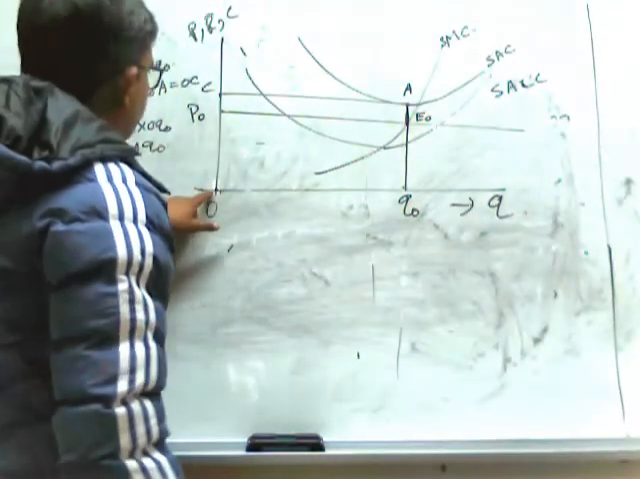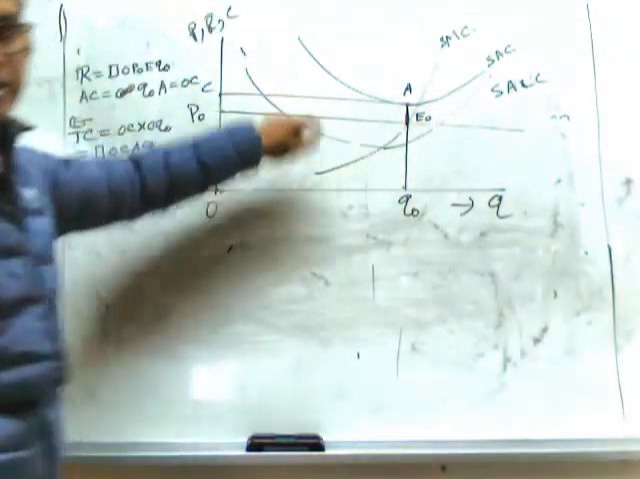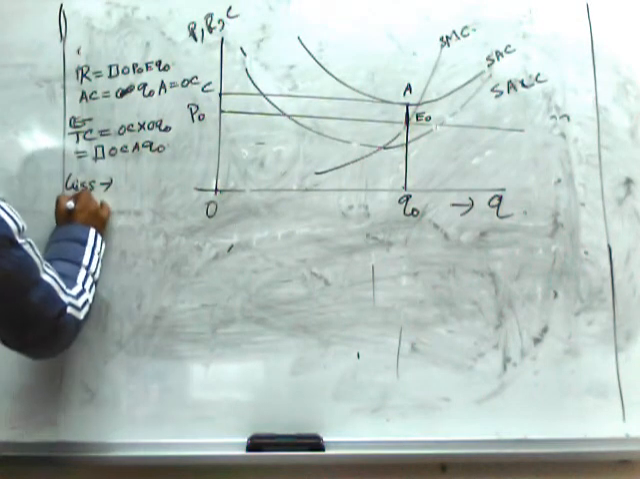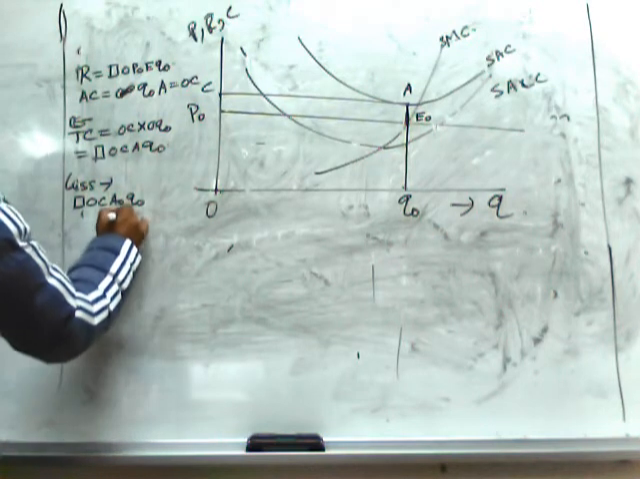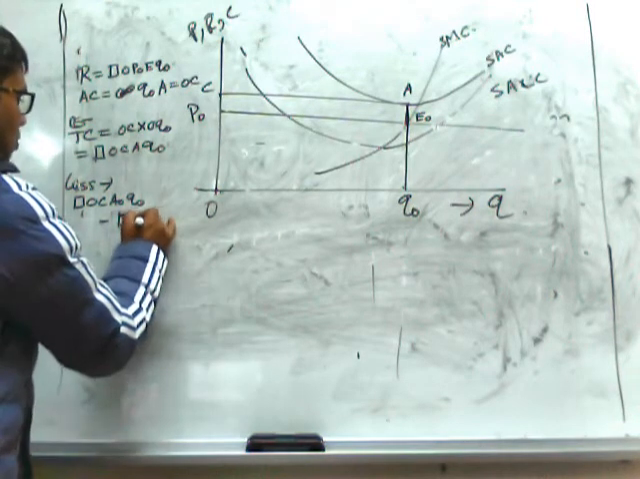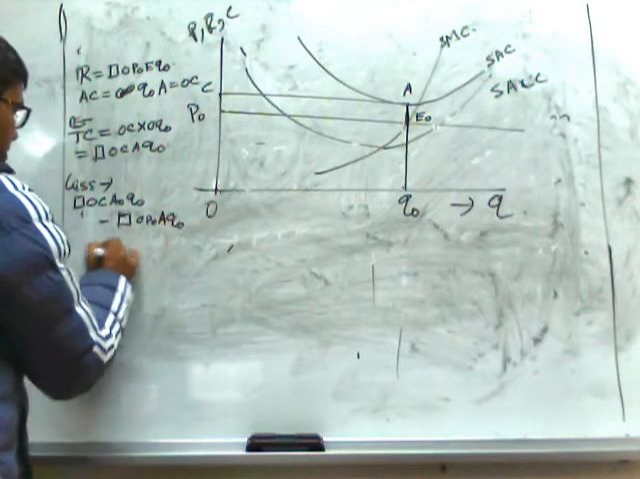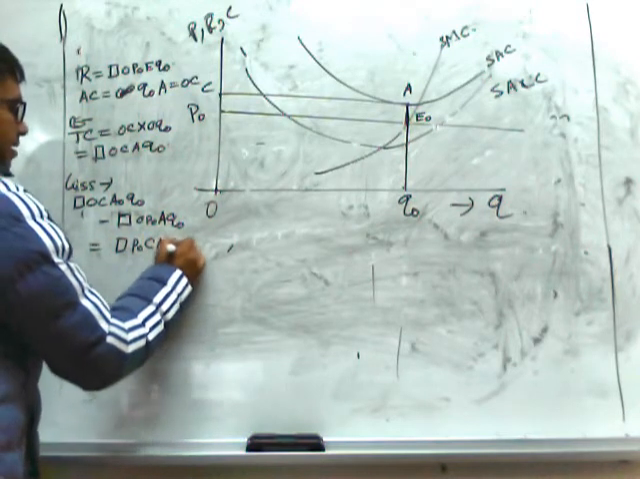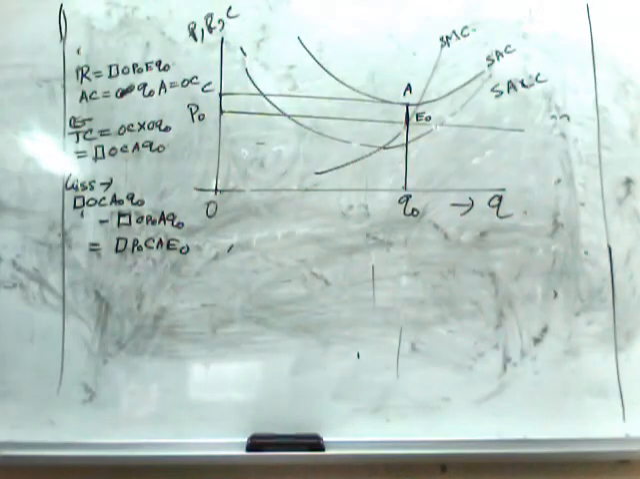Revenue is OP0E0Q0. So this shaded area will represent the loss. The firm faces a loss, which is represented by the area of the rectangle OCAQ0 minus the area of the rectangle OP0E0Q0. That means the area of the rectangle P0CAE0. So this area represents the loss of the firm if the firm continues production.